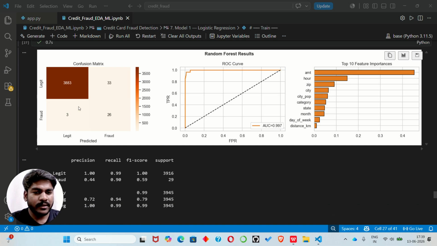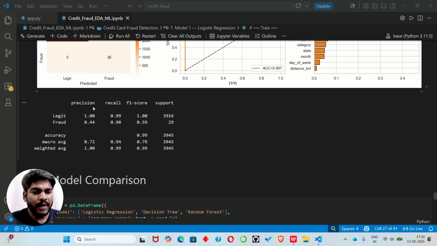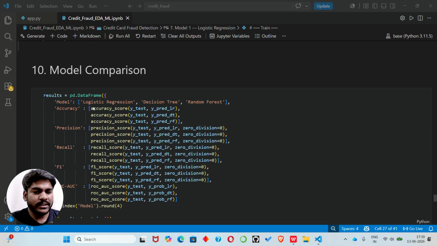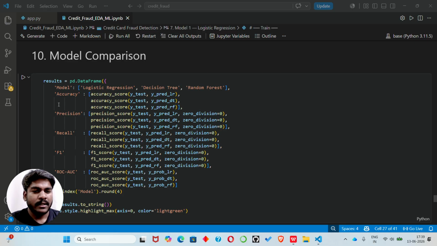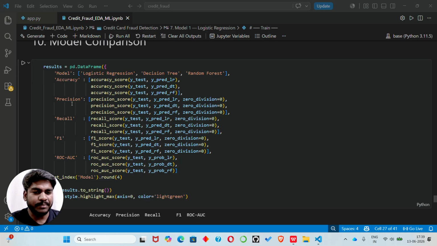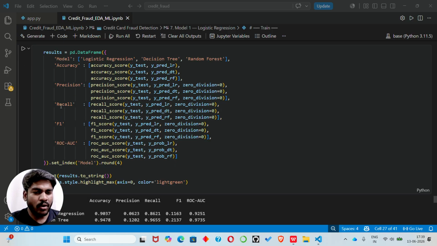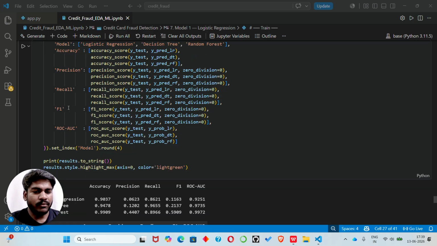Now let me show you the results. I use five metrics to evaluate my model. First is accuracy. This shows how many predictions are correct out of all predictions. The second is precision. This shows, out of all transactions predicted as fraud, how many are actually fraud. The third one is recall: out of all actual fraud transactions, how many did the model catch? The fourth is F1 score, the harmonic average of precision and recall.